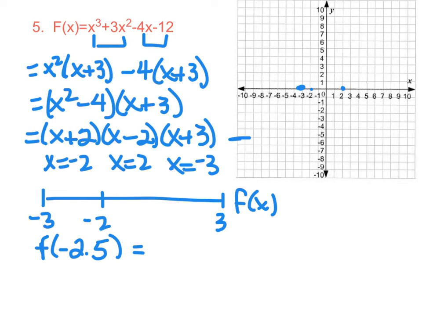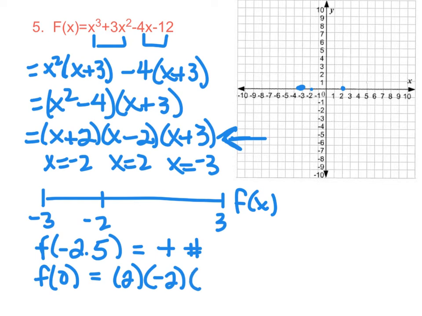If you put it right in there, what's going to end up happening is you will end up with a positive number. Okay? And then if I plug in, let's say, f of 0, that's nice and easy to do. Again, I would put it right here where that arrow is. And if you put in 0, you're going to get 2 times negative 2 times 3, and you can see that'll be a negative number. So we have negative here and positive here. So we're going above the x-axis, then below the x-axis.